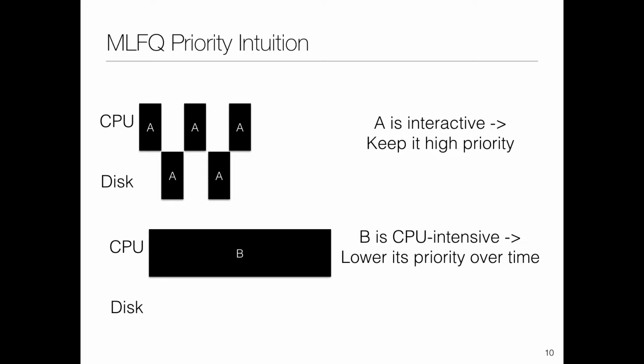Let's say we have a process B, which is very CPU intensive, does not require any disk access or any interactivity as such. So we can probably keep B's priority low, or we could over time reduce the priority of B. So the intuition behind reducing the priority of B over time is that we want processes such as A to be always running on the CPU. Processes such as B, they can be kicked out because they're not very interactive in nature.